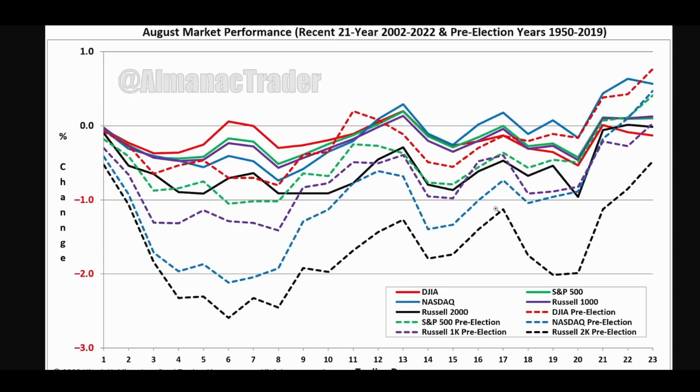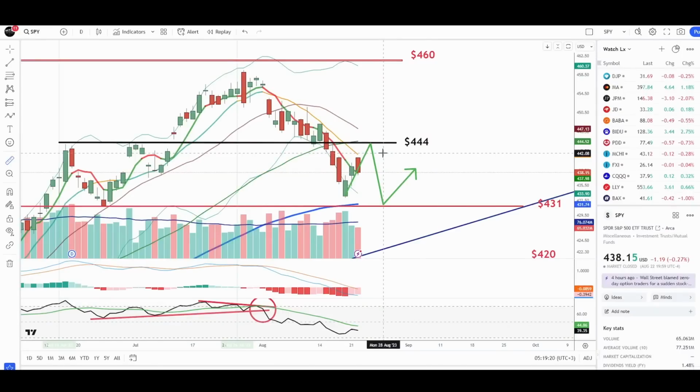We tend to get a spike and a top on the 17th trading day of August. These are the trading days, not the dates, the trading days. So the 17th trading day, we tend to get a spike and a top, and then we tend to move back down, form another bottom between the 19th and the 20th. That actually aligns exceptionally well with what the technicals are telling us on the daily chart.